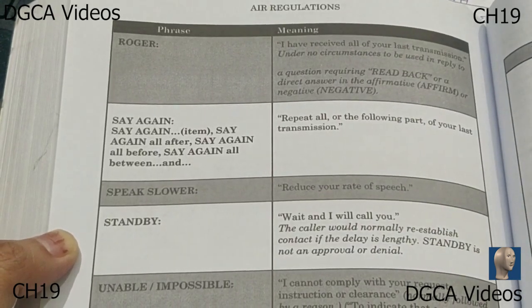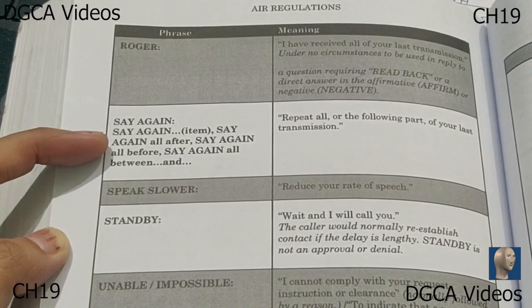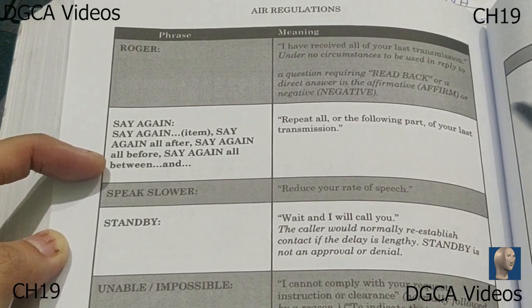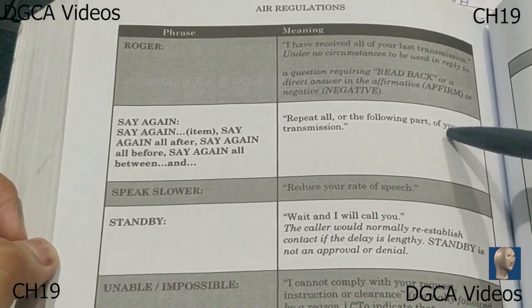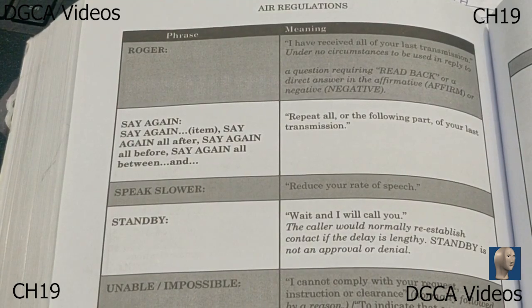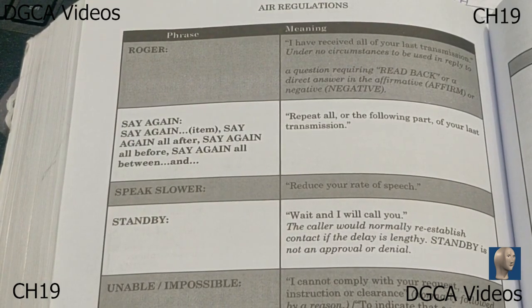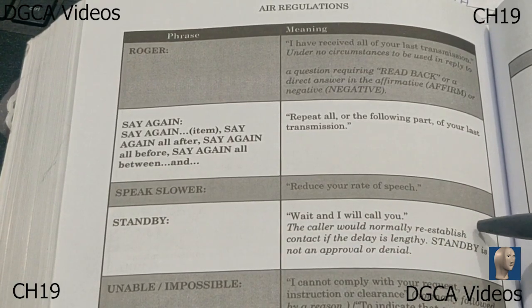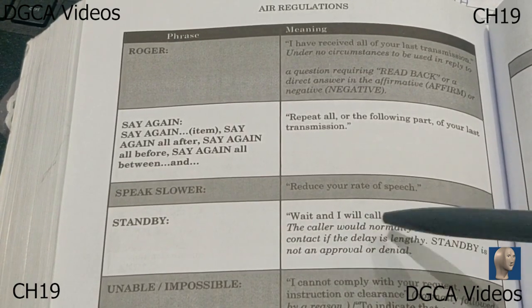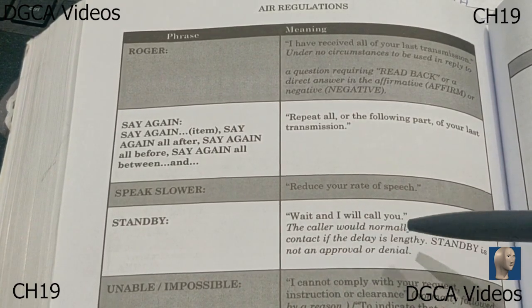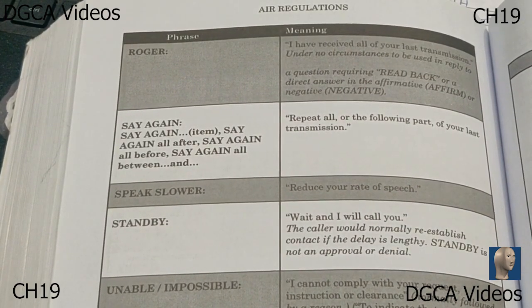Just memorize it. Say again item, say again all after, say again all before, say again all between, and so on. That means repeat all of the following part or your last transmission. Speak slower means reduce your rate of speech. Stand by means wait, and I will call you. The caller would normally re-establish contact if the delay is lengthy. And standby is not an approval or a denial. Don't confuse it with this.